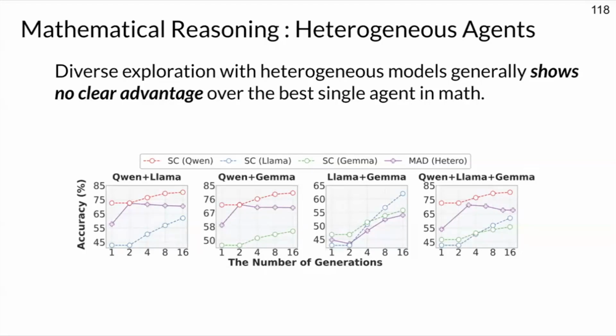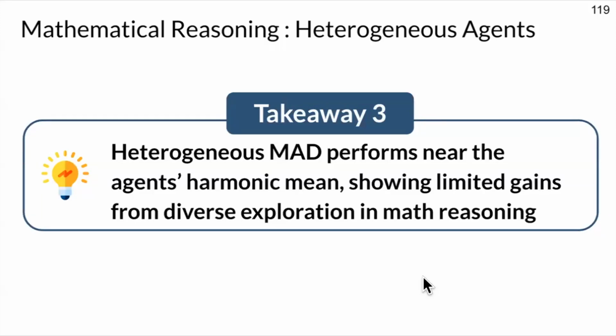Basically, such exploration generally shows no clear advantage over the best single agent in math, no matter the type of combination, let's say Q1 plus Llama, Q1 plus Gemma, and so on. So we say that MAD for heterogeneous agents performs near the agent's harmonic mean, showing certain limited gains from diverse exploration in math reasoning. But we are also yet to scale this up on more challenging tasks and more frontier models. So this is more like we raise the question and mention that all these conditions should be checked.